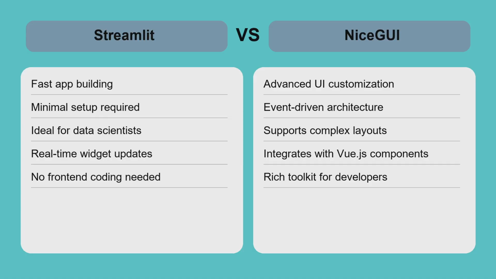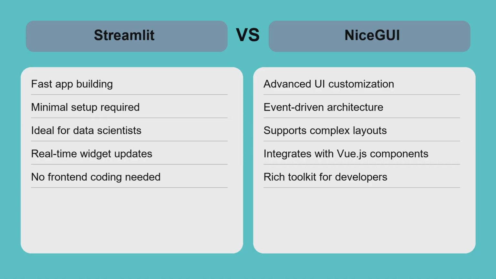Streamlit excels when you need to quickly build and deploy simple data-driven apps with minimal effort. It's perfect for prototyping internal tools or sharing machine learning models without worrying about front-end complexity. On the other hand, NiceGUI shines in projects demanding richer user experiences and UI customization, such as apps with dynamic navigation, modals, or complex event handling.